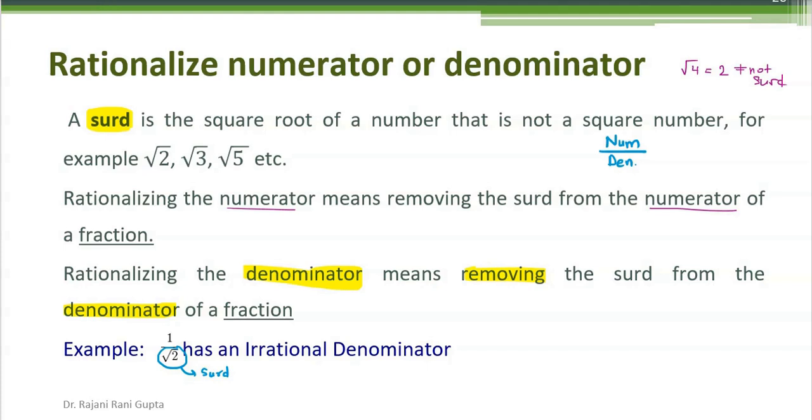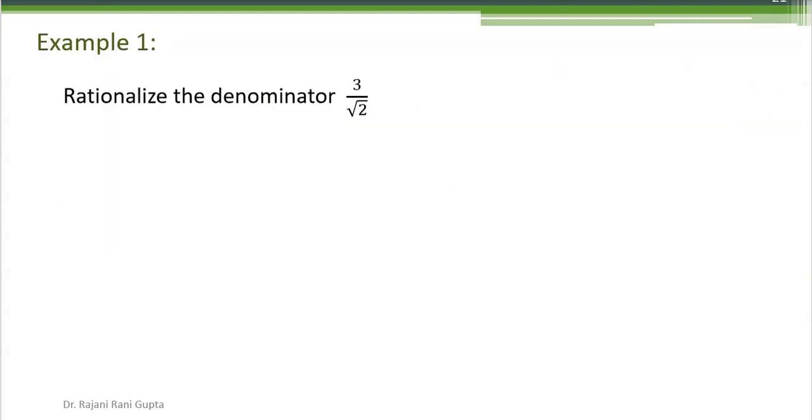Let's understand this with the help of an example. Suppose they ask you to rationalize the denominator of this fraction, which is 3 over root 2. Check here, what is the surd? Root 2. So first of all, what will be the step? You have here 3 over root 2. So you rationalize it. How do you rationalize it? You multiply and divide by root 2. So what do you get now? 3 over root 2 times root 2 over root 2.